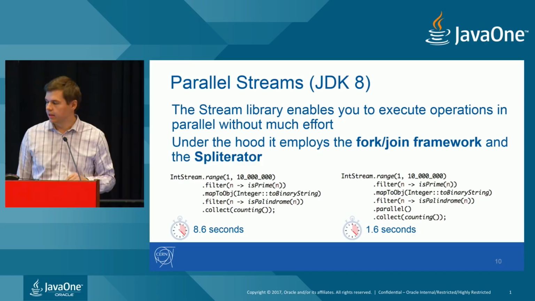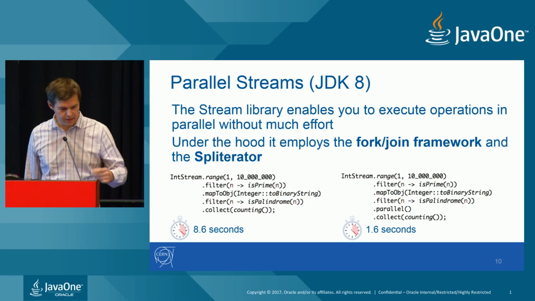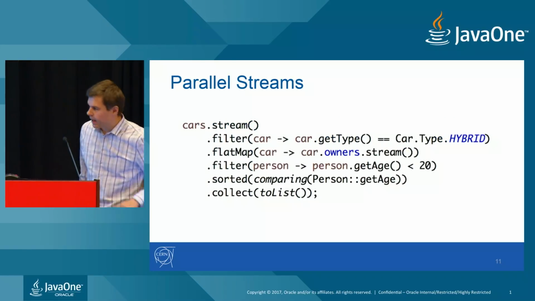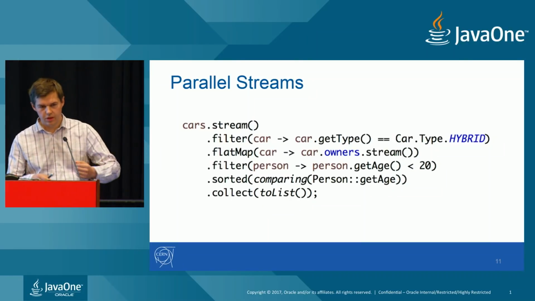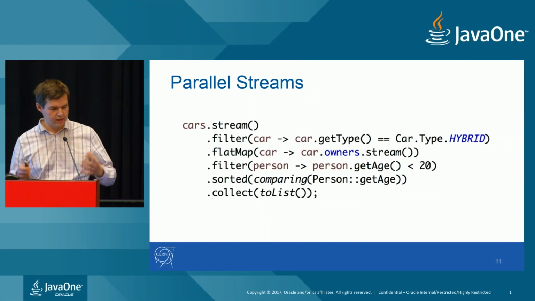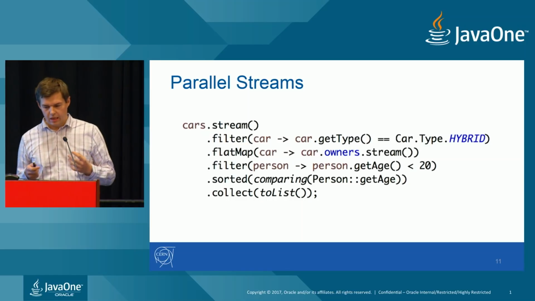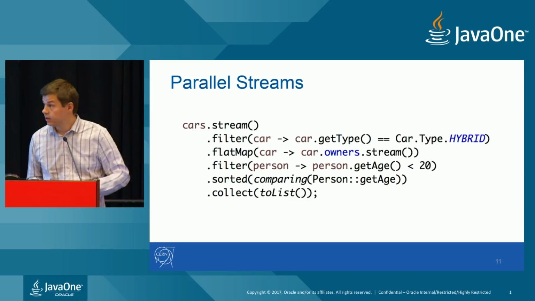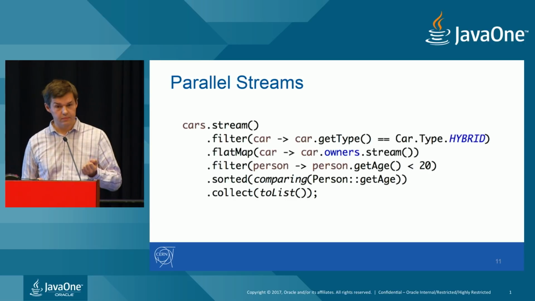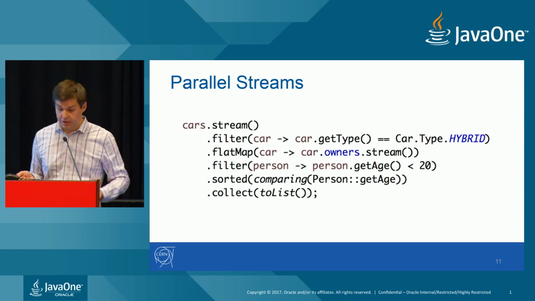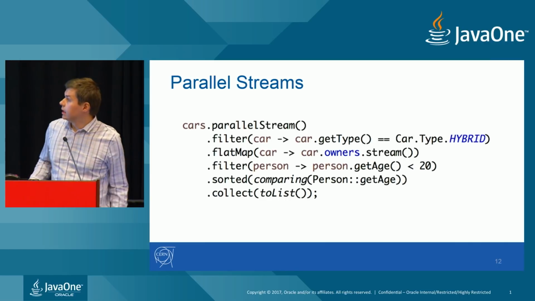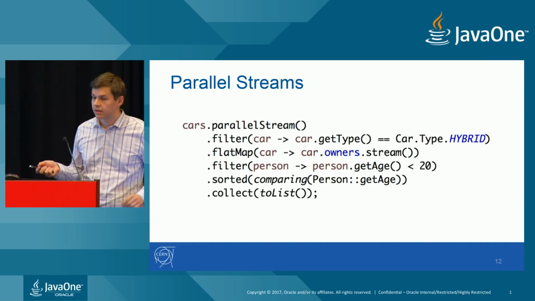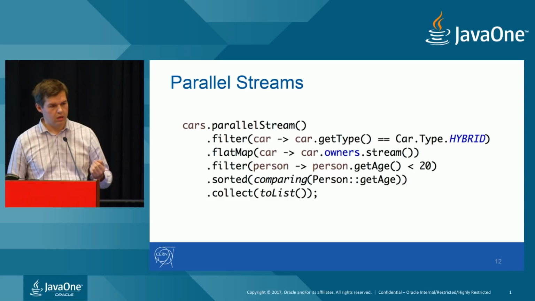But before that, I told you about turning a stream into a parallel one. What does it really mean? How do you do it? We basically have two options. The first is if the stream source is a collection. All you have to do is invoke the parallelStream method on your source.